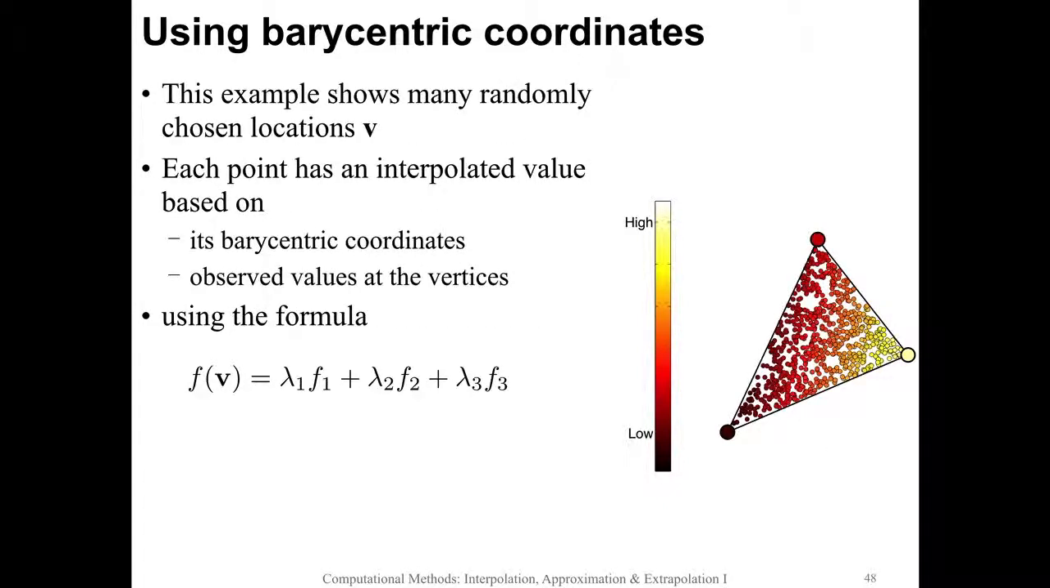And here's an example where I've chosen a set of randomly chosen locations inside V, and for each one I've assigned it an interpolated value which is indicated by its color coding, and it's based on its barycentric coordinates, and it's based on the three measured values at each of the vertices. And for each point, once I've found its barycentric coordinates, lambda 1, lambda 2, lambda 3, I've blended the vertex function values together to get an interpolated value for all of these individual points inside. And we can see that the color values vary smoothly over the triangle.